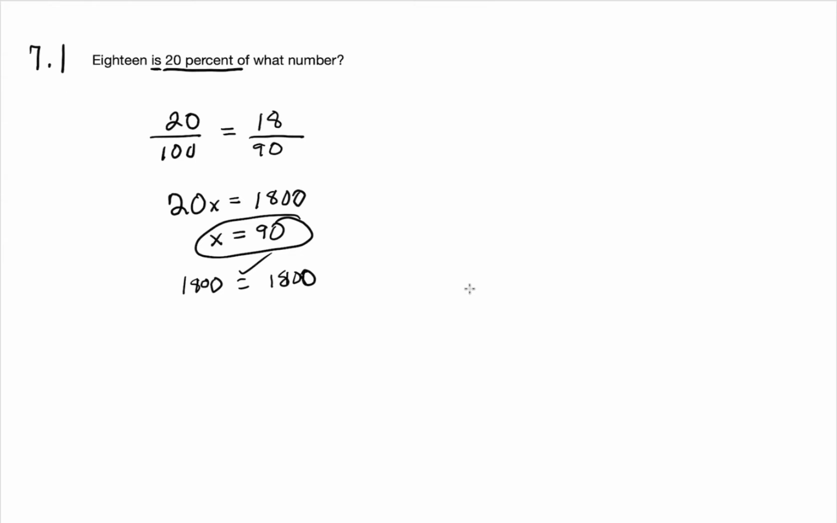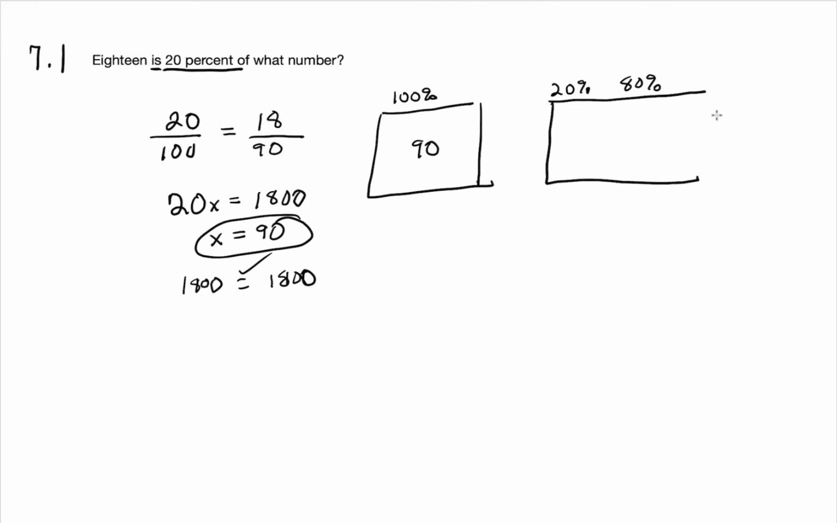Now, the diagram that the book wants you to draw on top of doing this problem is this. It wants you to say 100% equals this box here, and it wants you to put 90 in the box. And then it wants you to say 20%, 80%, which is the difference of what we're looking for. And it wants you to draw another box, and it wants you to put the difference in here. It wants you to say 20% is 18, and 80% is 72. That's the diagram that it wants you to draw.